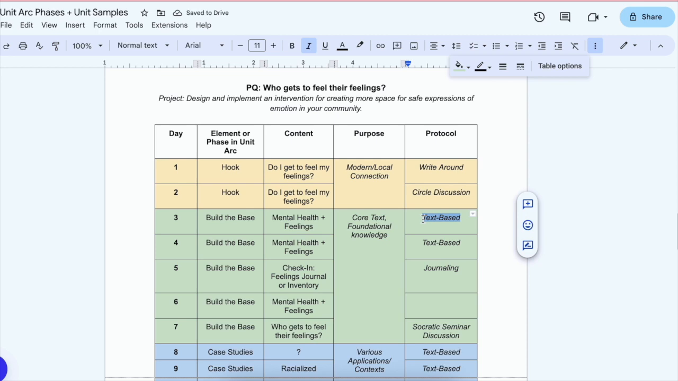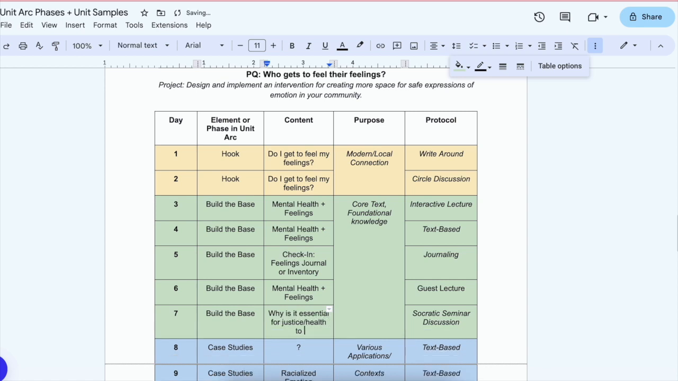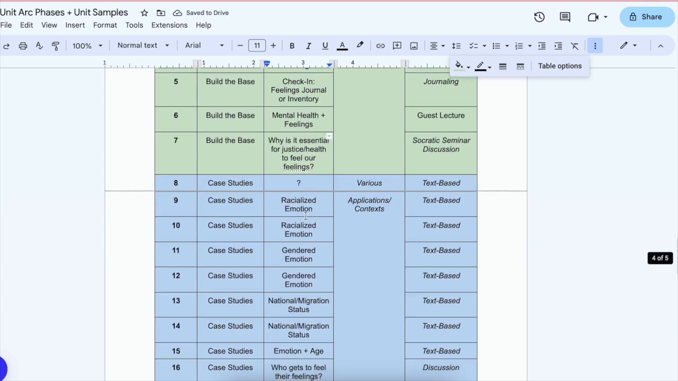But I think it could also be an interactive lecture here with a health person or an expert coming in. This could be a guest lecture. A lot of information here, we're diving in, but we're also doing some check-ins along the way. And this actually changed to, why is it essential for justice, for health, to feel our feelings, right? And then it's like, who can and who can't.